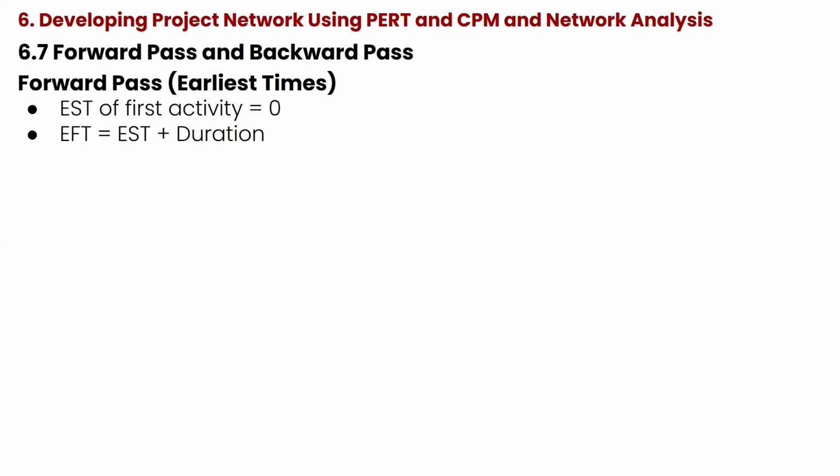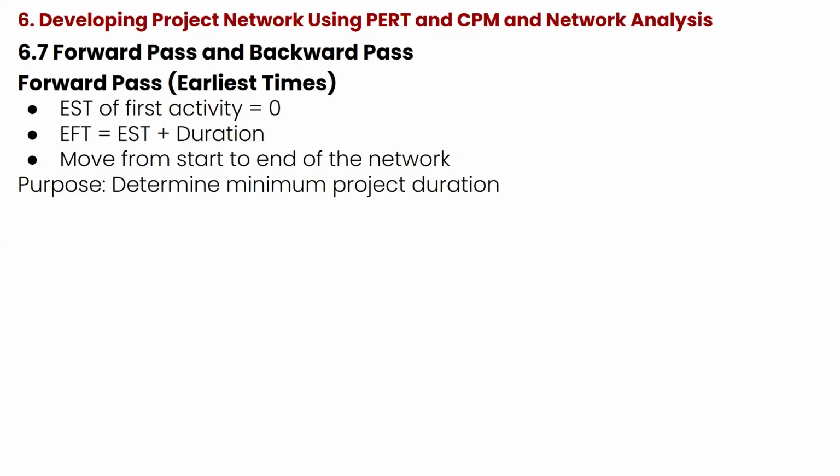Forward pass, from the beginning to the end. When you are moving from the beginning to the end, what you are simply trying to do is add. You'll be adding for each activity, and you add it to give you the starting time of the next activity, just like that until you get to the end. I will show you that later. So you move from the start to the end of the network, and the purpose is to determine the minimum project duration.